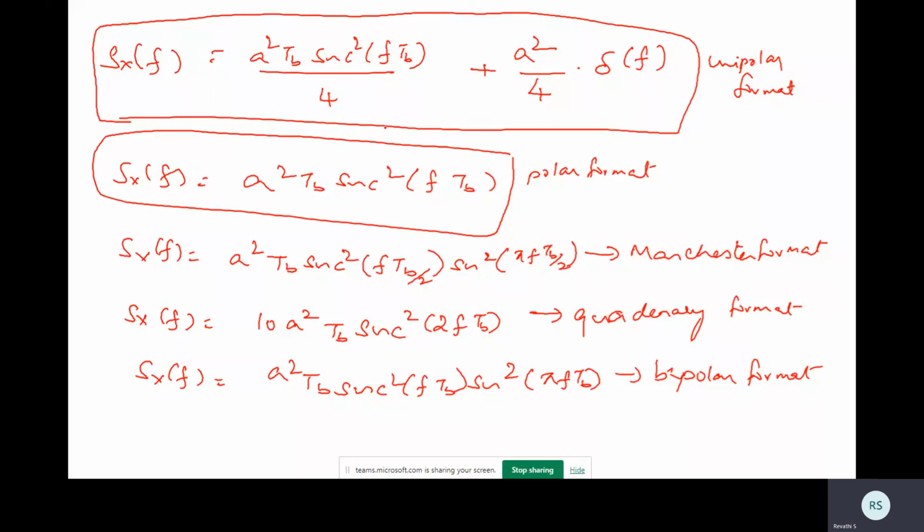Fourth point is bandwidth. When we are talking on the bandwidth, you can see from this derivation, unipolar formatting, polar formatting and bipolar formatting occupy the same bandwidth of f, that is frequency f. Whereas Manchester formatting is occupying twice the bandwidth. Why do I say twice the bandwidth? Because within the sinc function, the bit duration is divided by 2. So the bandwidth will be higher, that is twice the bandwidth. Whereas quaternary formatting is occupying half of the bandwidth of the other formatting. So these are the points that you need to understand.